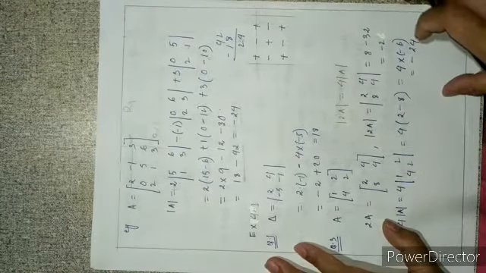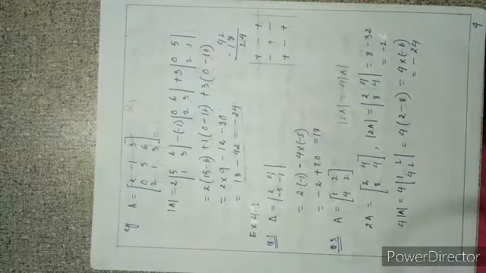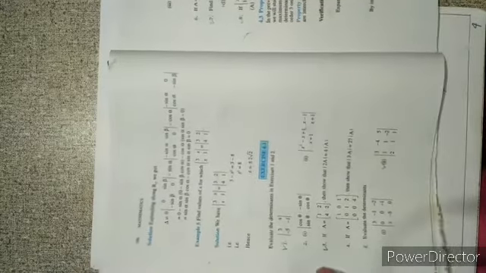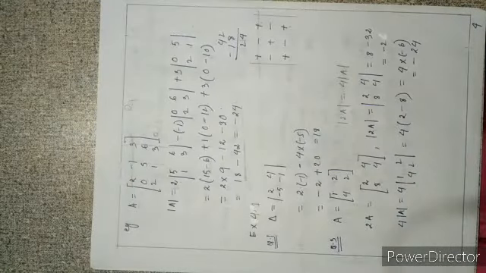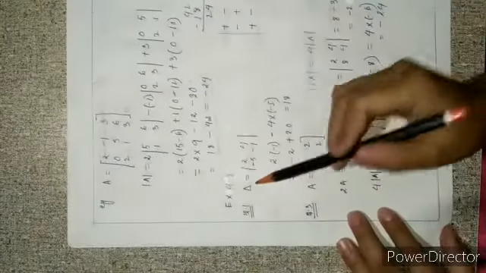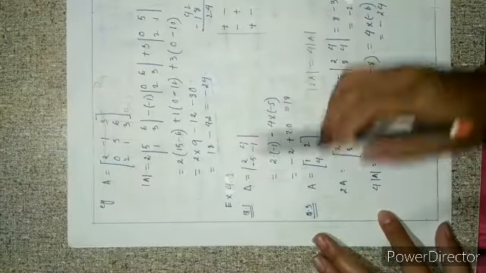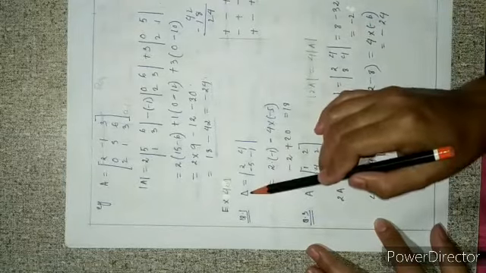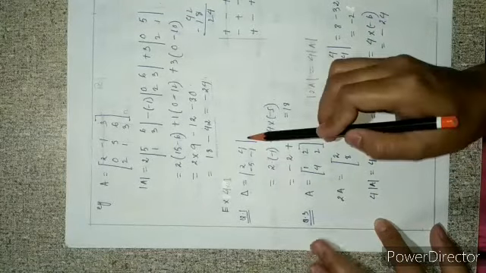Then let's come to exercise 4.1. Evaluate the determinants. Question number 1. Determinants are represented by this small triangle, which is delta. Let delta represent this determinant.